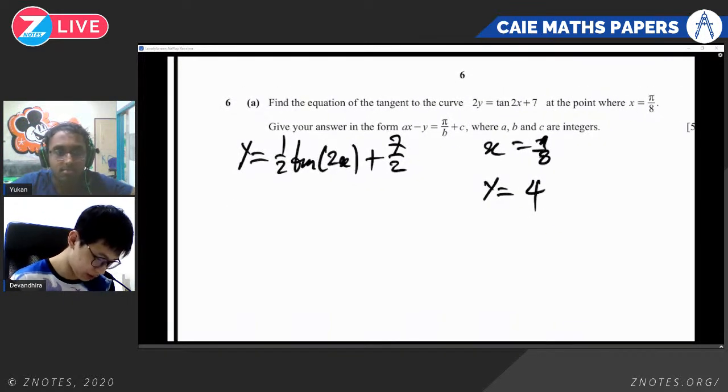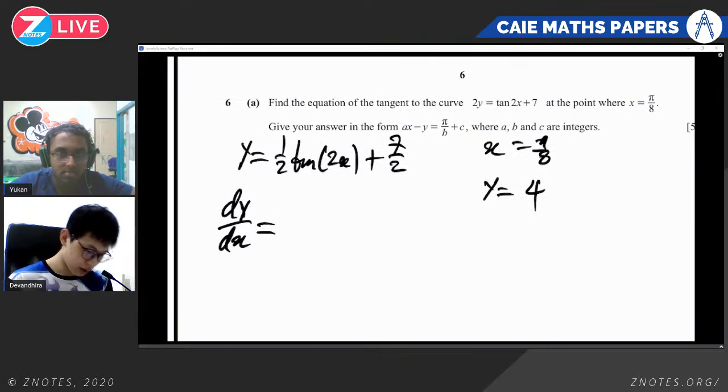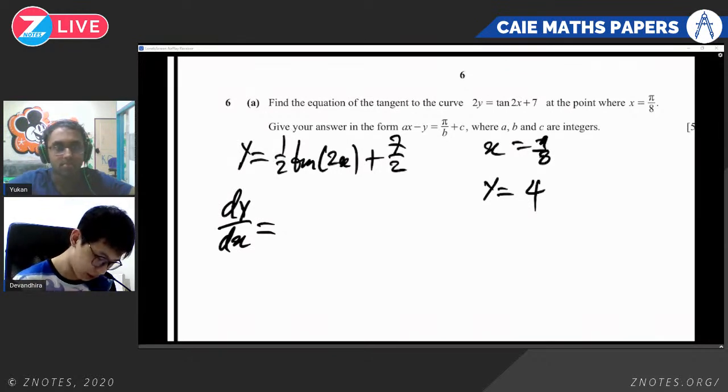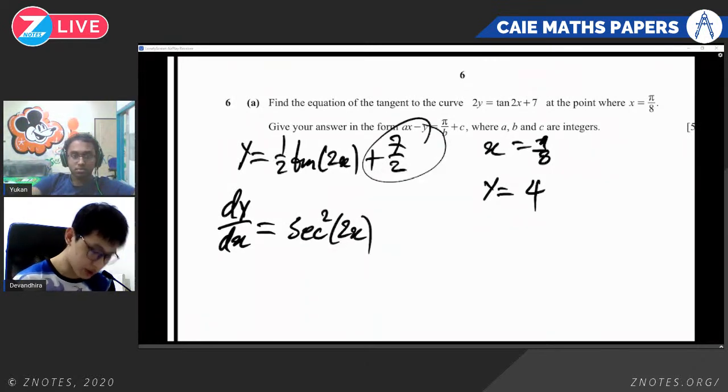Now let's find the dy/dx. dy/dx is equal to. Let's recall that the derivative of tan x is always sec squared x. But because there's a 2x, we have to multiply by 2, because the derivative of 2x is just 2. The half will cancel here. We have sec squared 2x. And the constant just dies when you differentiate.